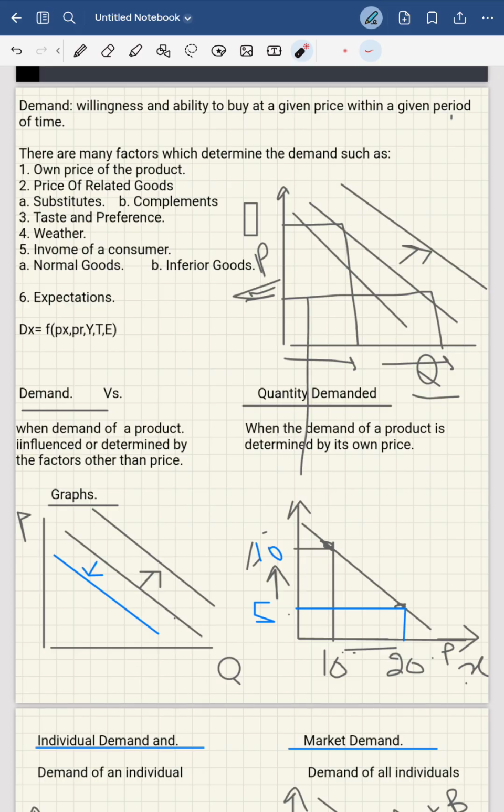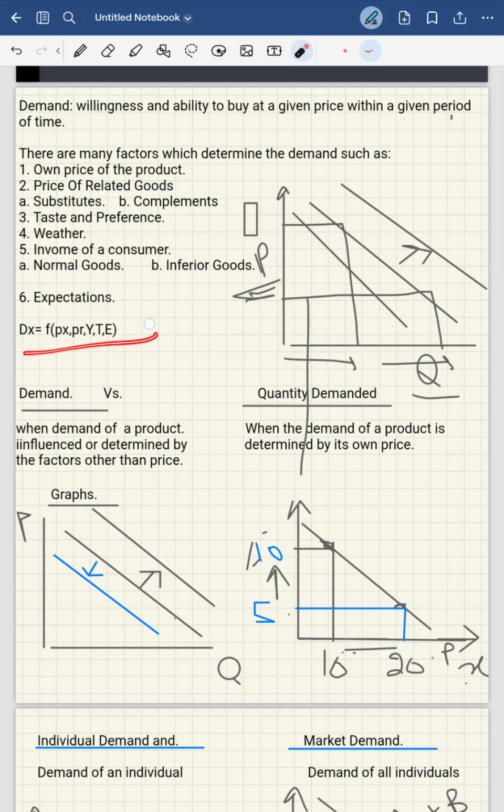Next is expectations. Expectations of a person about the near future. I'm a person who wants to buy a washing machine. I am expecting that its price is going to fall in the near future, so I will not buy it today. I will buy in future when the prices will be low. But if I am expecting that its price is going to rise in the near future, I will buy it today itself, because I don't want to buy it at that much high price.